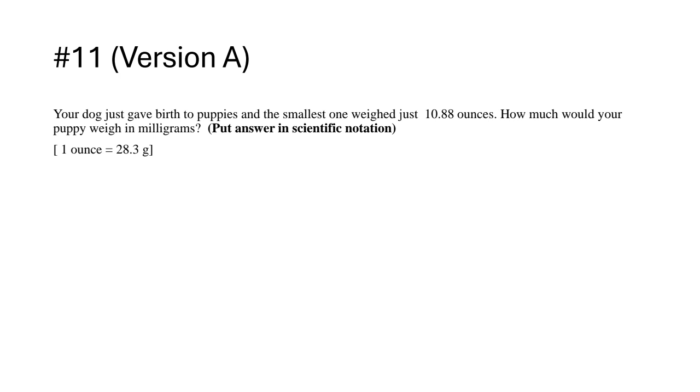For this one, I give you 1 ounce is 28.3 grams. So you can convert it to grams, but then you're going to have to do a metric conversion after that to go from grams to milligrams. So let's go ahead and set this up. We're going to start with 10.